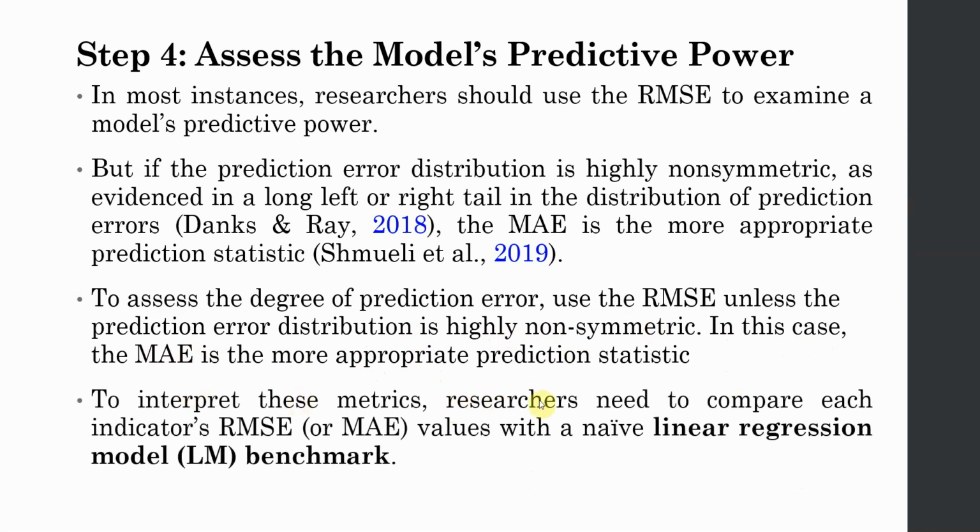Now, to interpret these metrics, researchers need to compare the indicators' RMSE or MAE prediction errors with the naive linear regression model. What you do is compare these values with your linear regression results. So what if you tested this model based on linear regression and then based on PLS? Is there any difference? Your prediction error should be smaller when you are using PLS instead of the linear regression model. So a higher error in the linear regression model and lower error in RMSE would mean that you've got high predictive power.